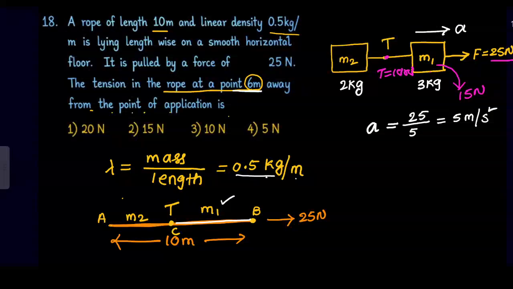Suppose your father brings 25 sweets. Then you will eat 15 sweets, and the remaining 10 will be given to your brother. That's what happens here. 25 is applied, the first block takes M into A, which is 15, and the remaining is passed to the next block. Right.